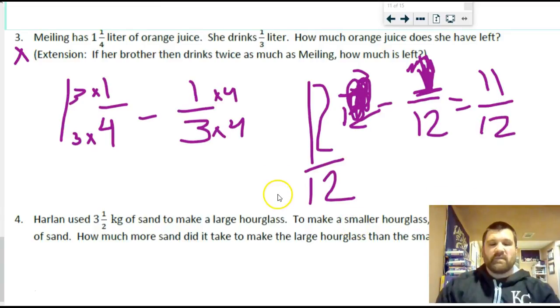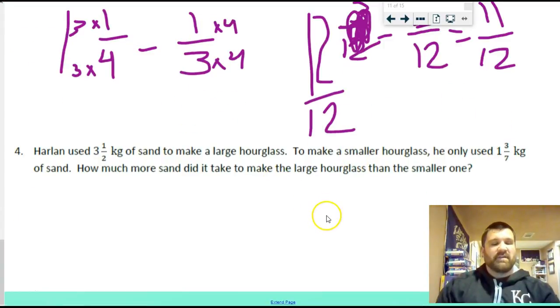Okay, let's look at number 4, last one, and then you have 10 problems on your homework to work on, please. So Harlan used 3.5 kilograms of sand to make a large hourglass. To make a smaller hourglass, he only used 1 3/7 kilograms of sand. How much more sand did it take to make the large hourglass than the smaller one? Okay, pause the video and solve.